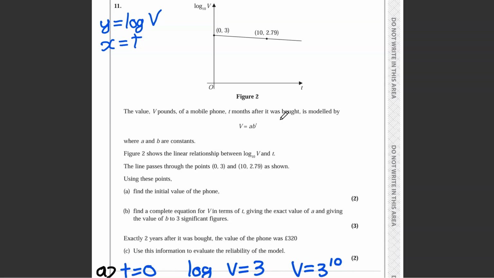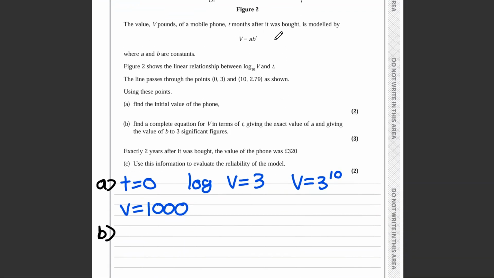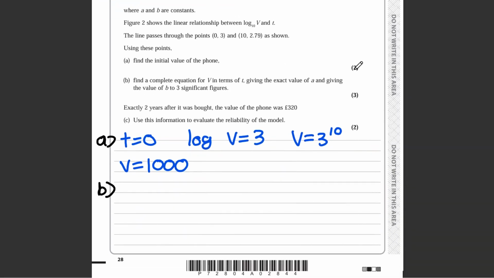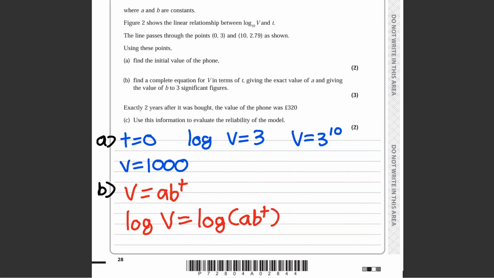So what we're going to do is focus on v equals ab to the power of t, and we're going to take logs of both sides, log to base 10. So we're going to say that log of v is equal to log of ab to the power of t. Okay, so we can do some simplifying here.